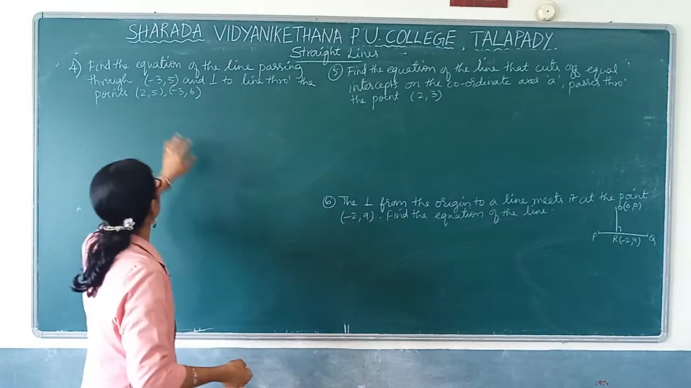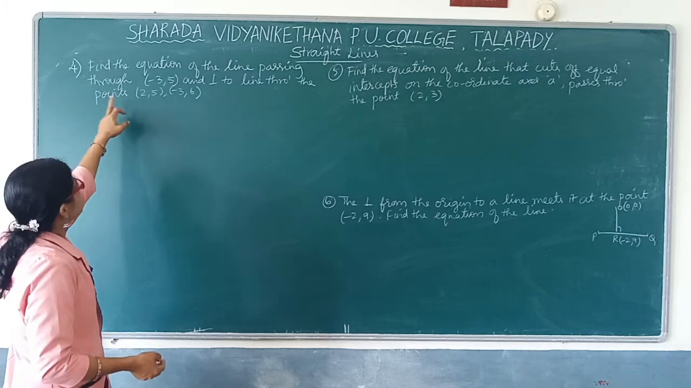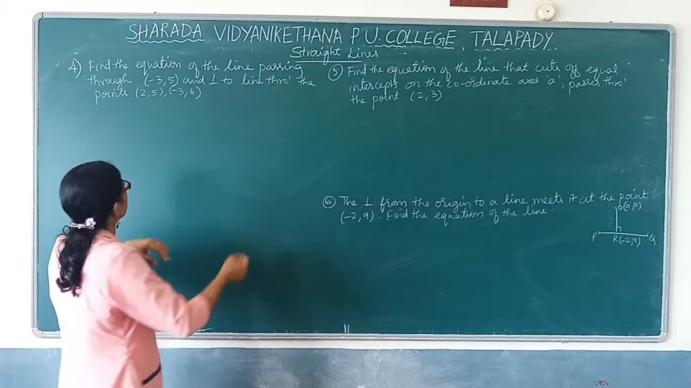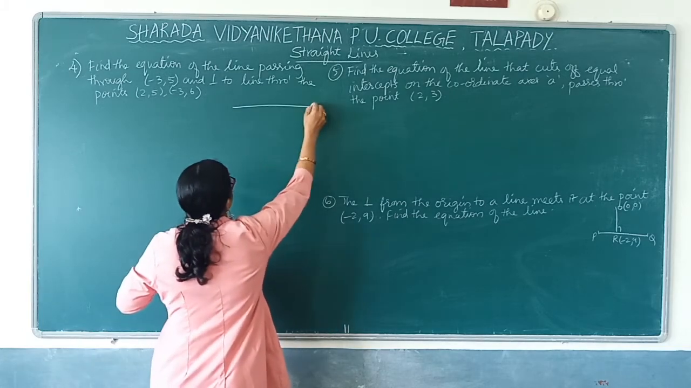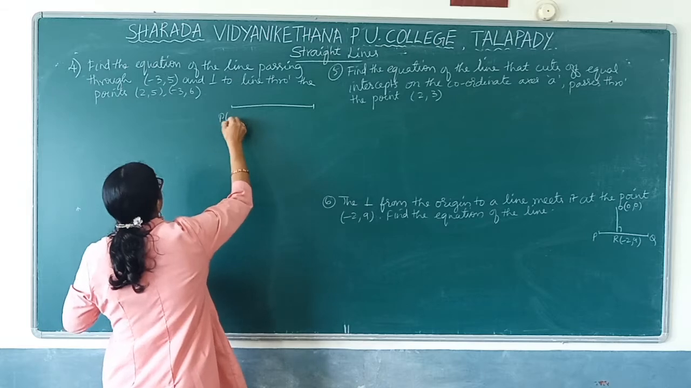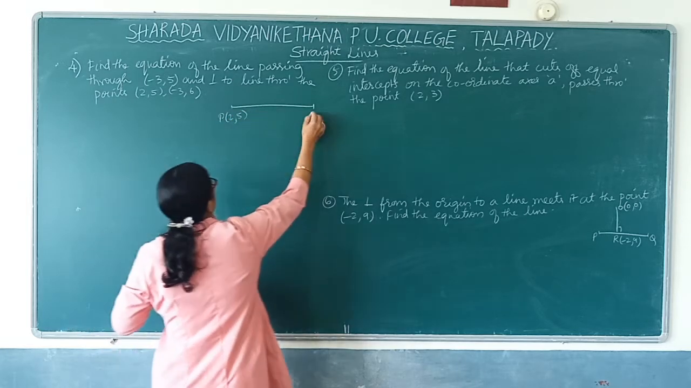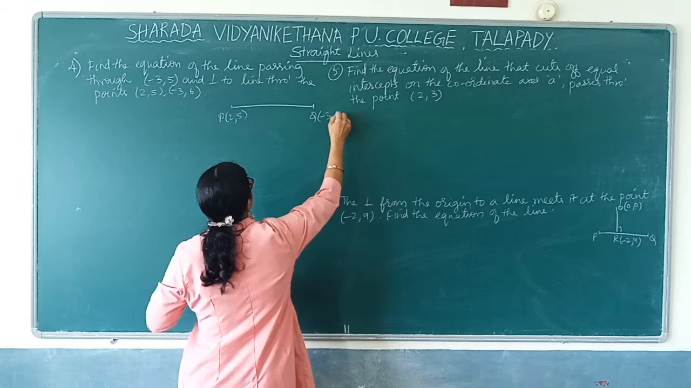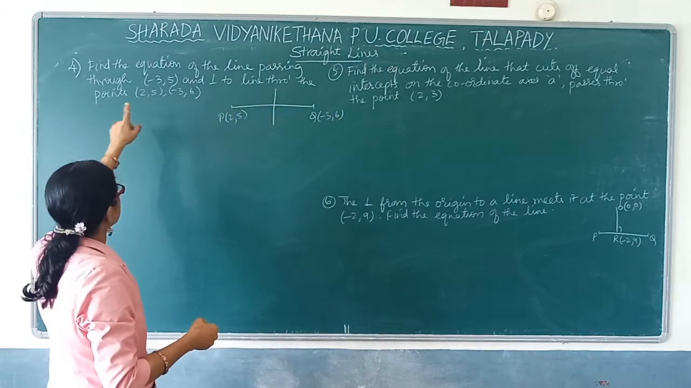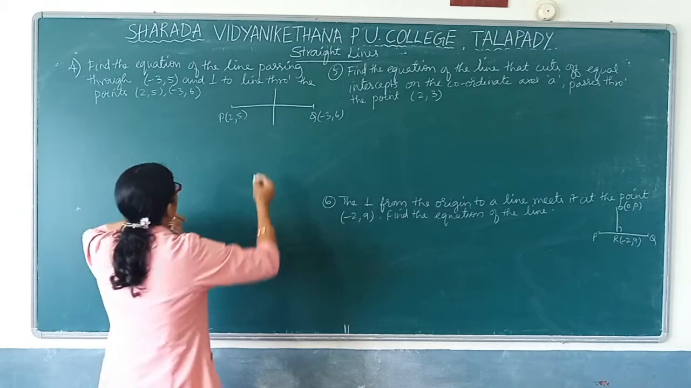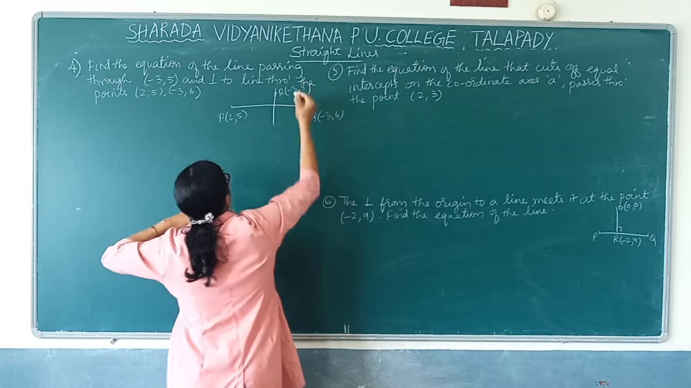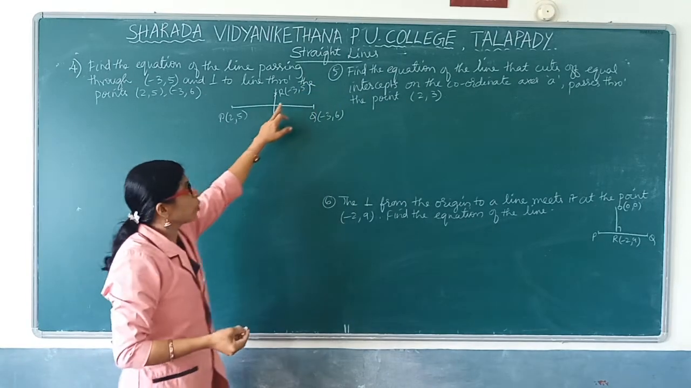Okay, next question. Find the equation of the line passing through (minus 3, 5) and perpendicular to the line through the points (2, 5) and (minus 3, 6). So there is a line with the points, suppose it is P (2, 5) and Q (minus 3, 6). The line whose equation is required passes through the point (minus 3, 5). So there is already a point on the line given.